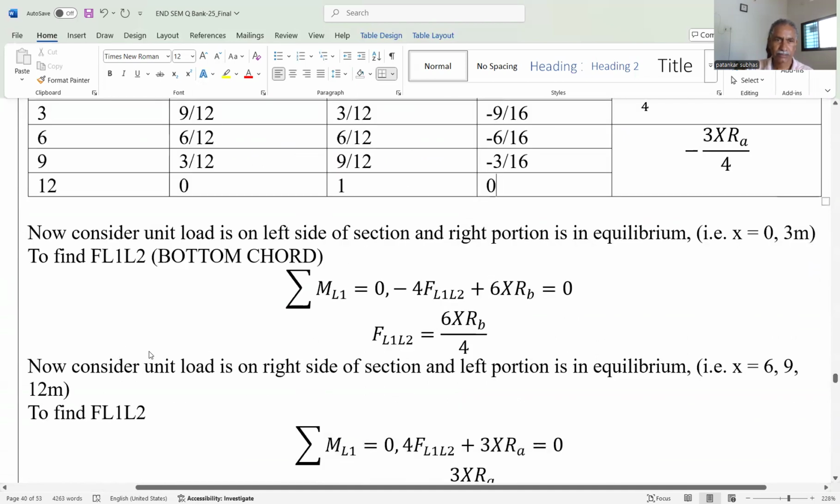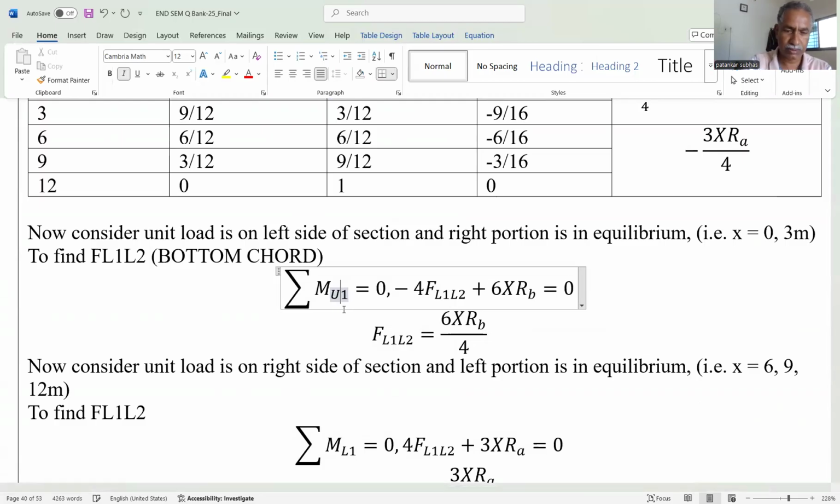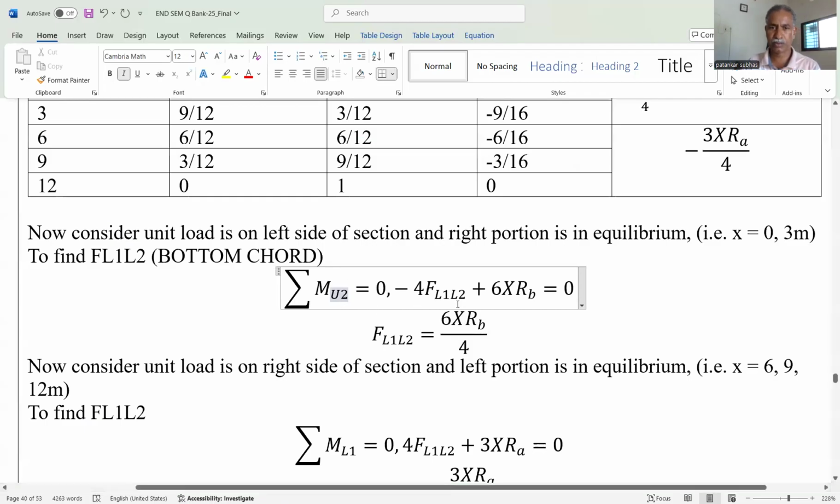Yes, here consider the left portion in equilibrium, bottom chord member here. Actually, it is U2, not L1. U2. Okay. Then minus 4 into L1 L2 plus 6 into RB, we get the force in the member. But this is applicable if x is equal to 0 and x is equal to 3 meter.